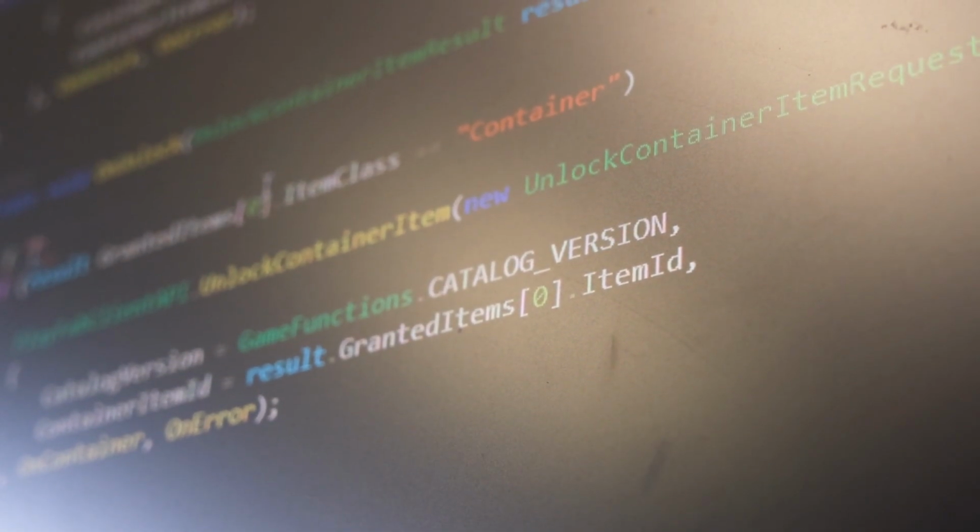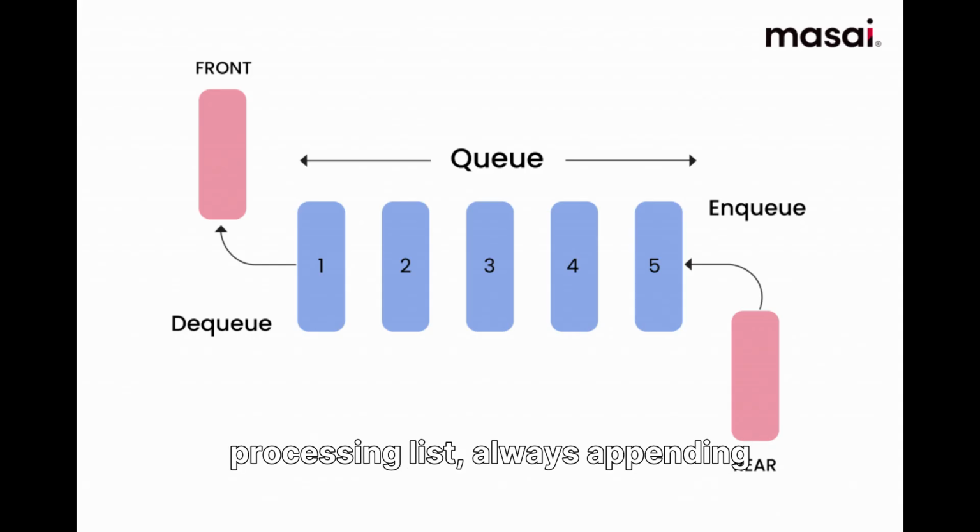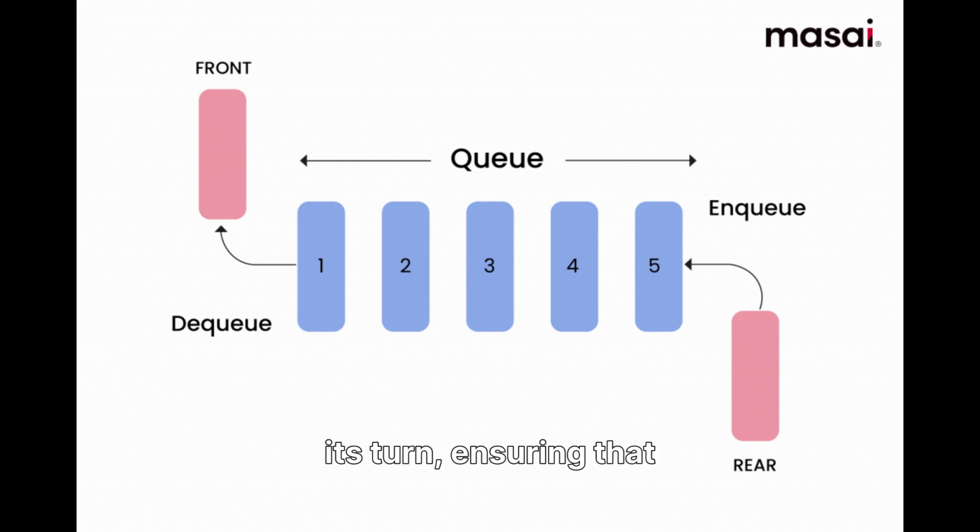or messages. To add an item to the end of the queue, we use the enqueue method. This is how commands are added to our processing list, always appending to the back of the line. Each new command waits its turn, ensuring that the FIFO principle is upheld.